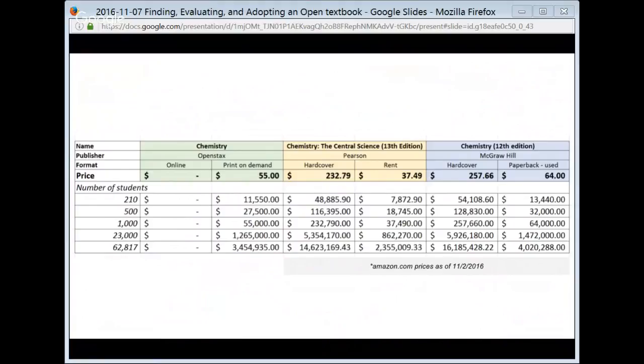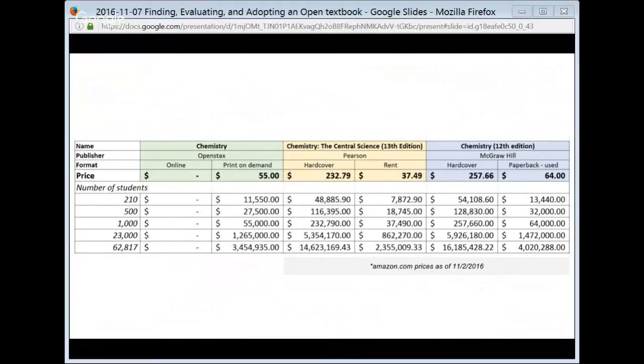specific textbooks. You see a Pearson offering for something similar. The hardcover version for the 13th edition is $232.79. There's actually a 14th edition that's coming in January. That's going to be even more expensive if you like to spend more money. And then there's the chemistry version of the 12th edition of McGraw-Hill that is $257.66.